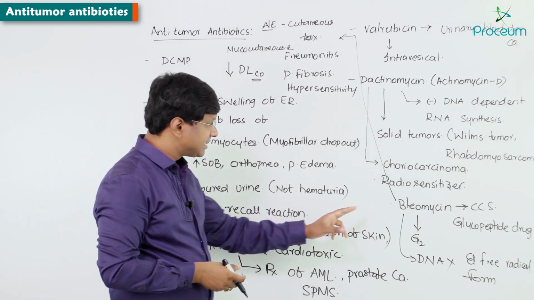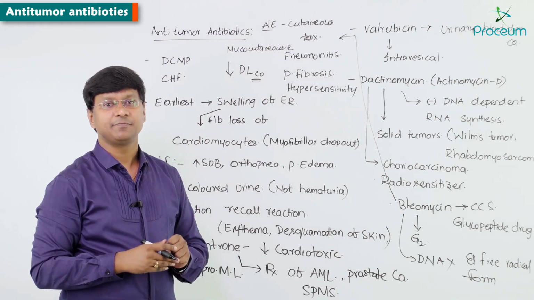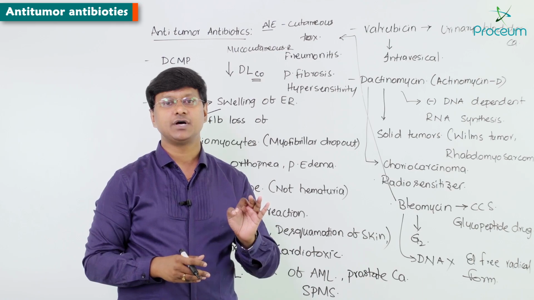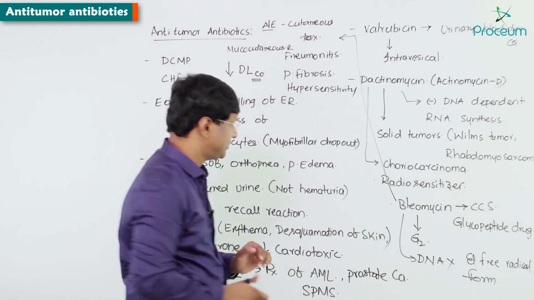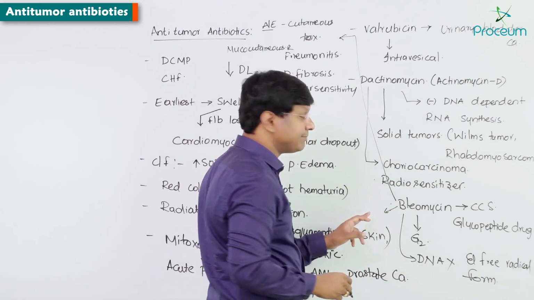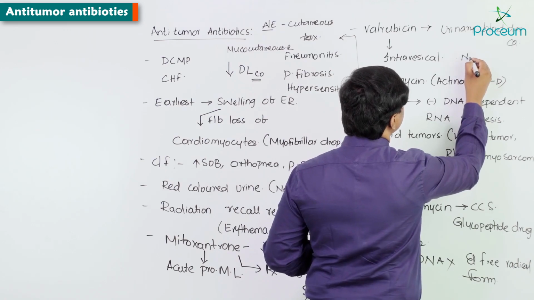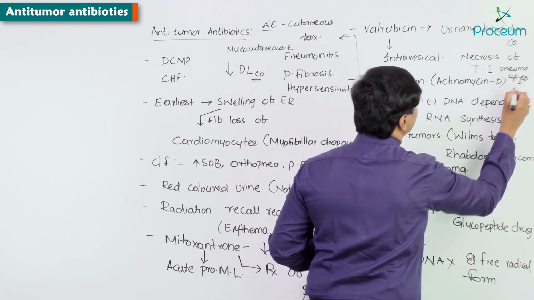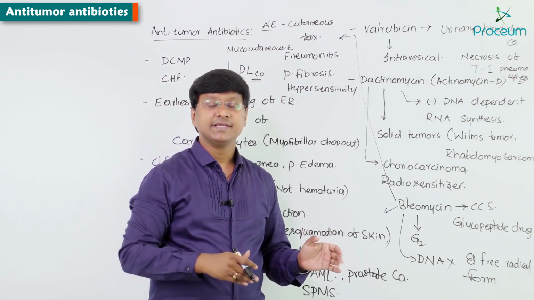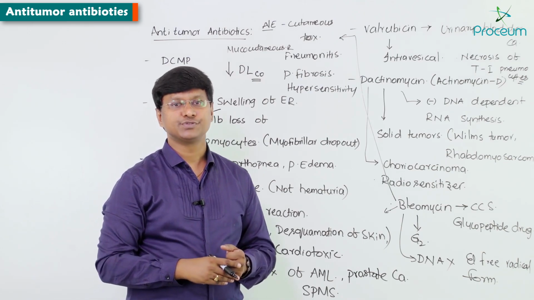Now, this particular bleomycin, remember, causes necrosis of type 1 pneumocytes and that results in compensatory hyperplasia of type 2 pneumocytes. So what does bleomycin do? It causes necrosis of type 1 pneumocytes and thereby results in compensatory hyperplasia of type 2 pneumocytes.